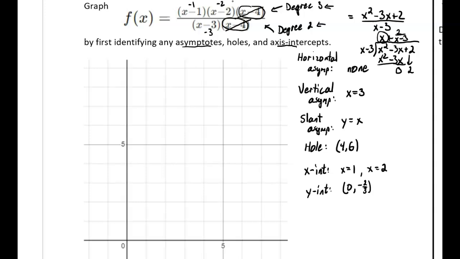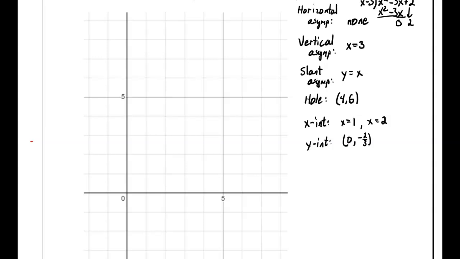We've identified all of the pieces needed to make a very accurate drawing of this graph. Let's run through our features. There's no horizontal asymptote. I'm not going to draw a horizontal dashed line. There's a vertical asymptote at x equals 3. So crossing the x-axis at 3, a vertical dashed line. There's a slant asymptote, the line y equals x. That is a diagonal line through the origin with a slope of 1.